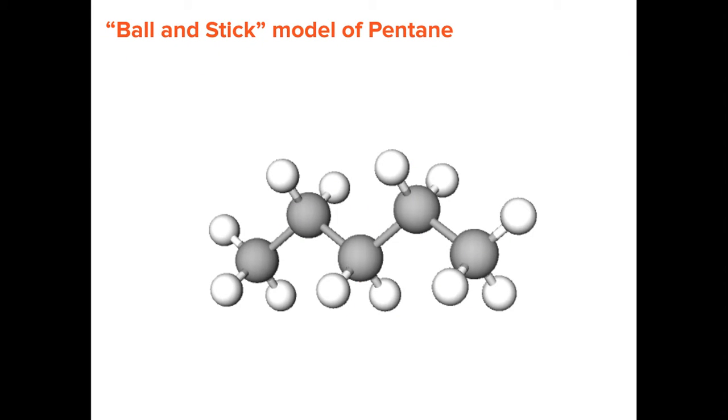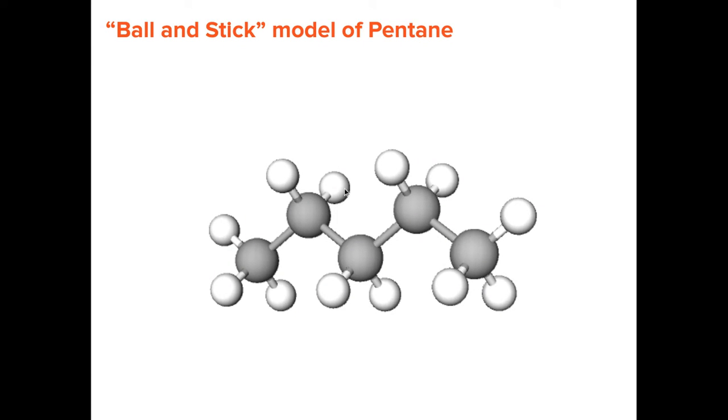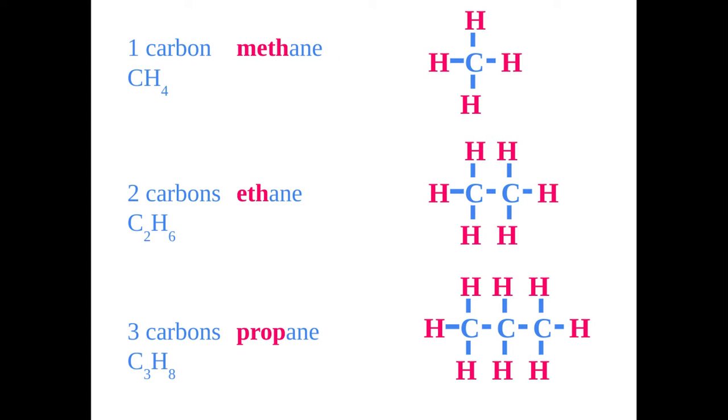Here's the ball and stick model. If we were in class, we'd be looking at these model kits. But here's a ball and stick model of pentane, where the big circles are all the carbons, the 5 carbons in the single bond chain. And we've got every carbon attached with some hydrogens. Some have 2, some have 3. Again, they just want to be bonded to 4 things. That's the key point of today.